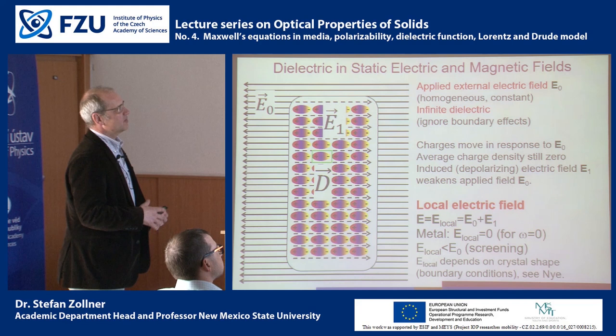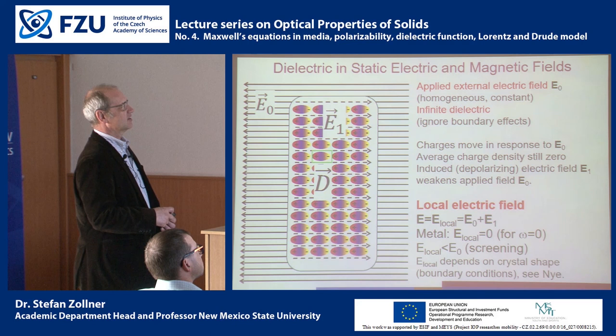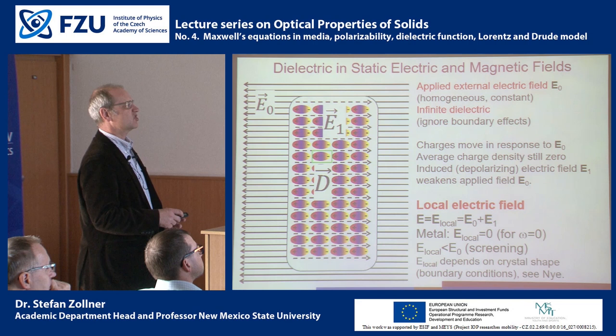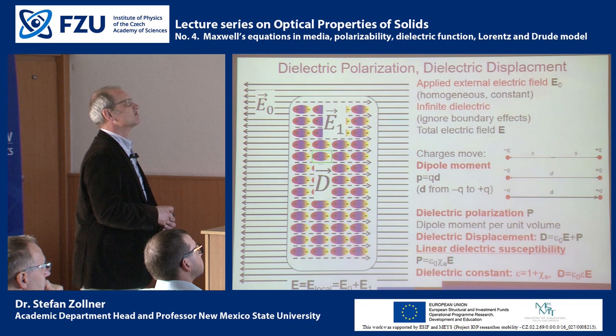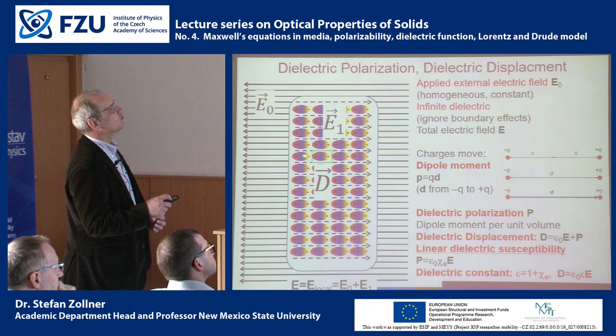We make certain assumptions here, like the dielectric is infinite. That avoids certain problems, that the local field depends on the crystal shape, and we don't worry about boundary conditions. So now, since the charges move inside the material, there will be a dipole moment.